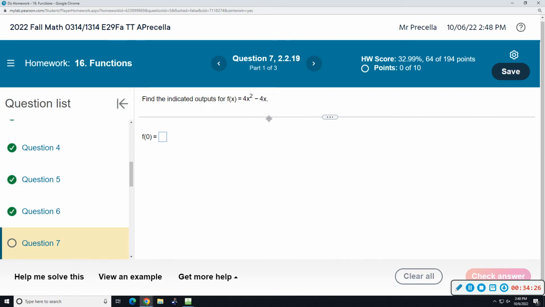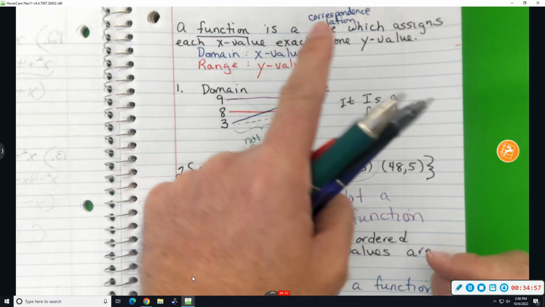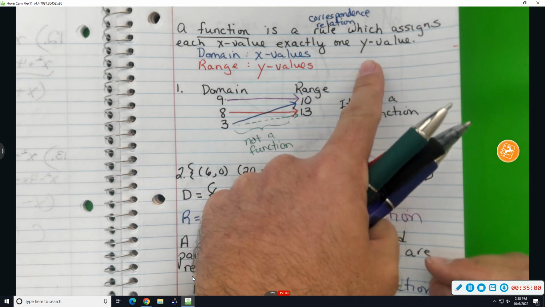When working with this function notation, the number inside the parentheses is the x value. You plug it in to get the corresponding y value. That's what this notation is saying. Plug 0 in for x to get the y value. Remember that the definition of function is a rule which assigns each x value only one y value, or exactly one.